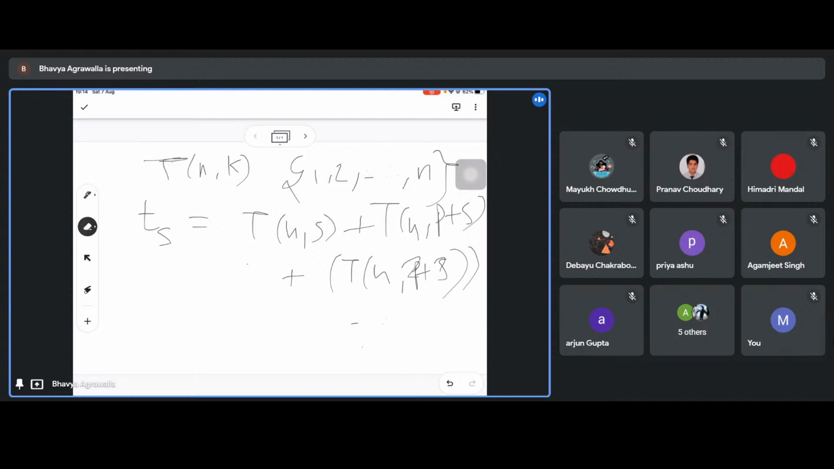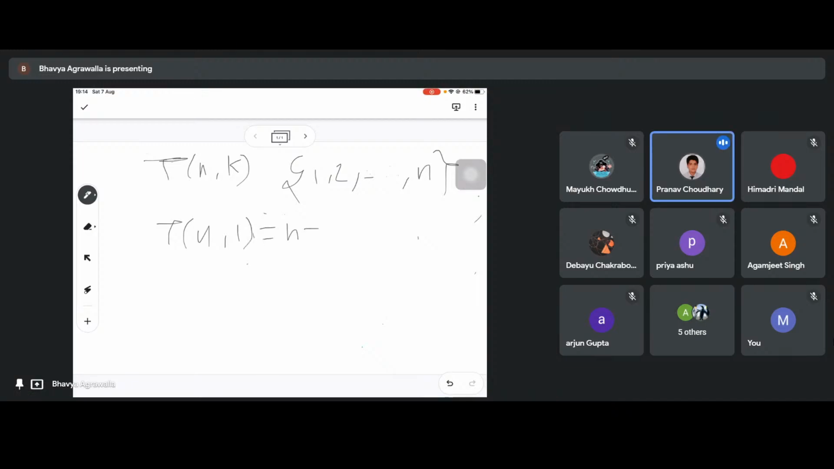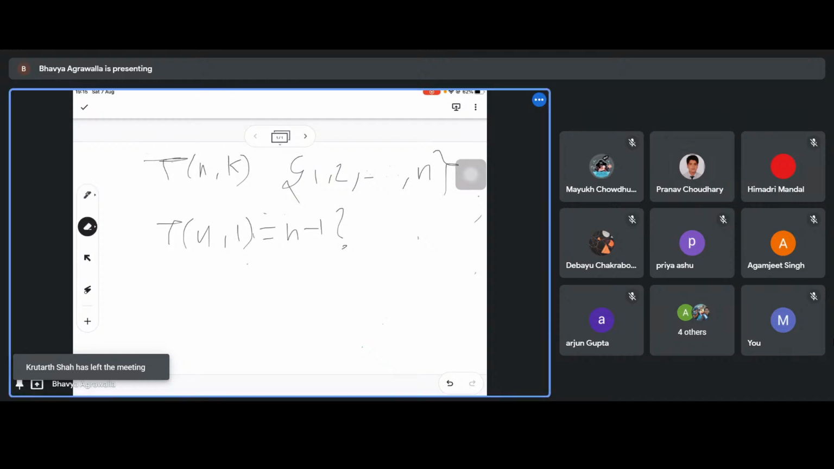So you are saying that capital T of n comma 1 is n minus 1. No, it's not n minus 1. I just realized, I don't think so. Yeah, it's correct. Or also, the idea of making a recursion.